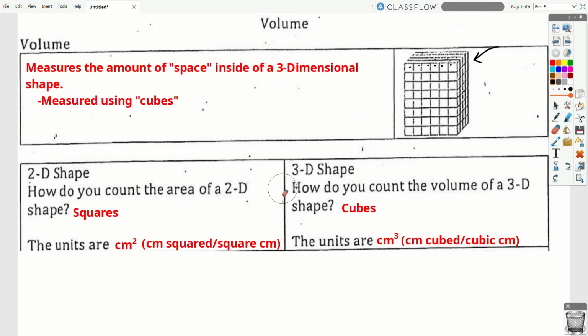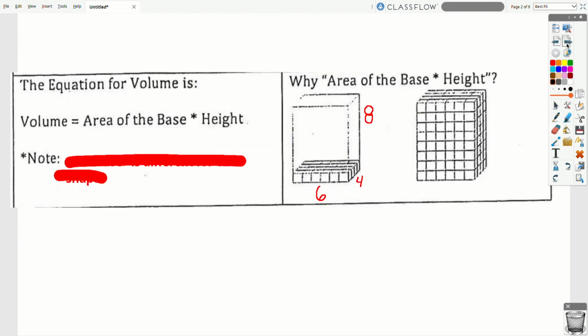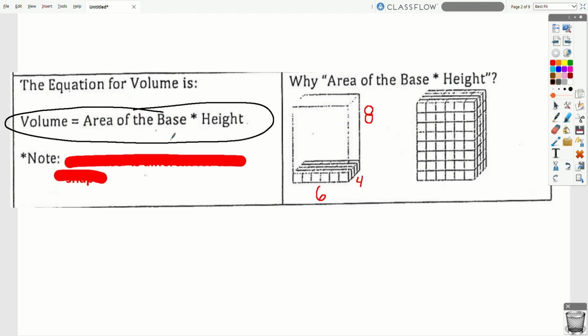And so just like with area, we have equations to help us count the number of cubes inside, because it's not always going to come out to a nice number. So why is the equation area of the base times the height? This equation will be given to you, we just have to know how to use it. Okay, and so this equation has to be adapted to the different kinds of shapes. You'll see what I mean on the next page. The base is different for each shape.